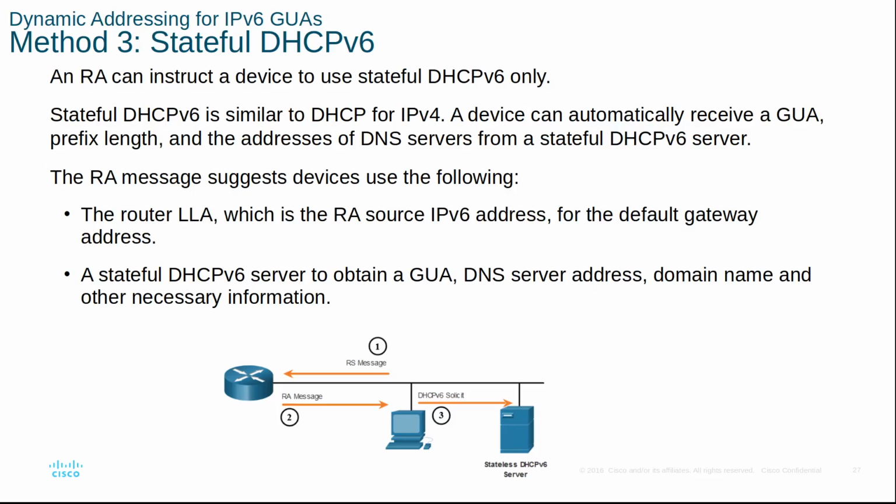So this works the following way. The router suggests the devices use the router's link local address, which is its source address, for the default gateway, and then everything else comes from the DHCP server. So the only thing the DHCP server doesn't provide is the default gateway. That's the main difference.